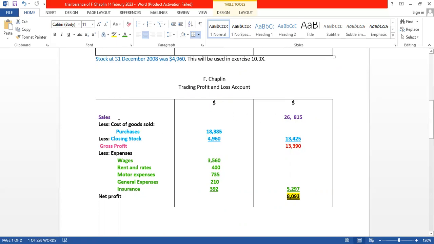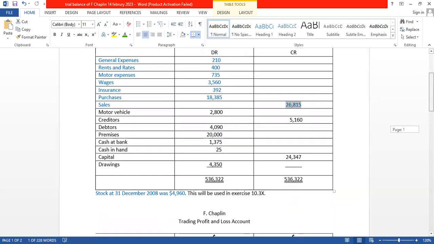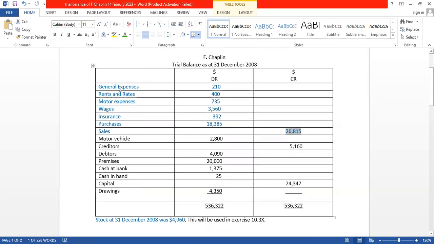All right, and so now we move on to the second step, which is the less cost of goods sold. We have purchases and we have closing stock. Purchases less closing stock means purchases minus closing stock. So you're going to take away the closing stock from the purchases. This is how we'll find the closing stock. Do you see it in the trial balance?